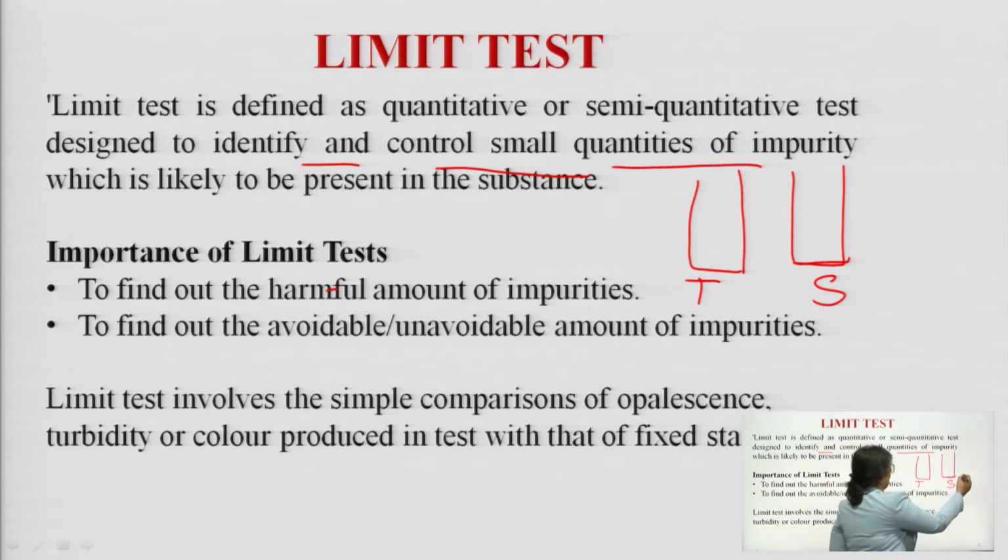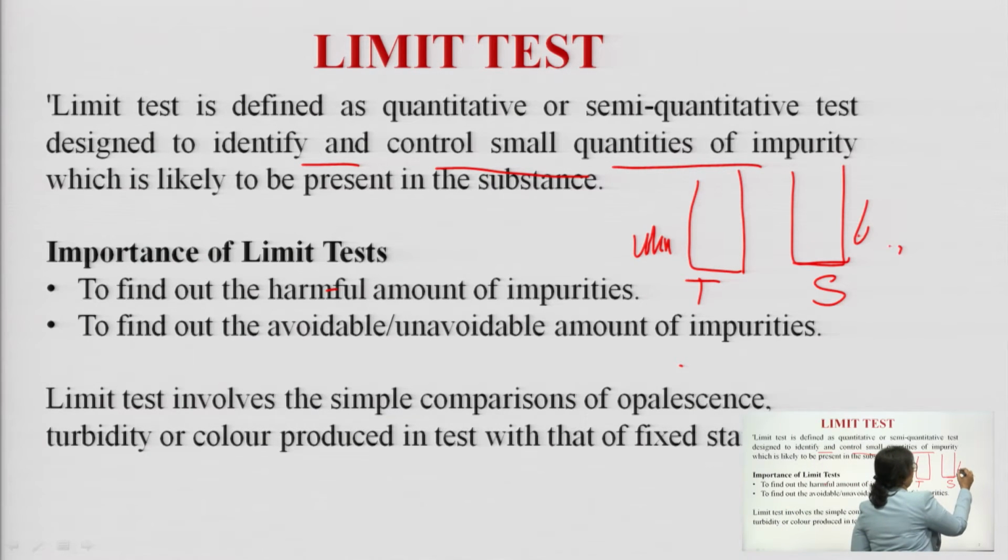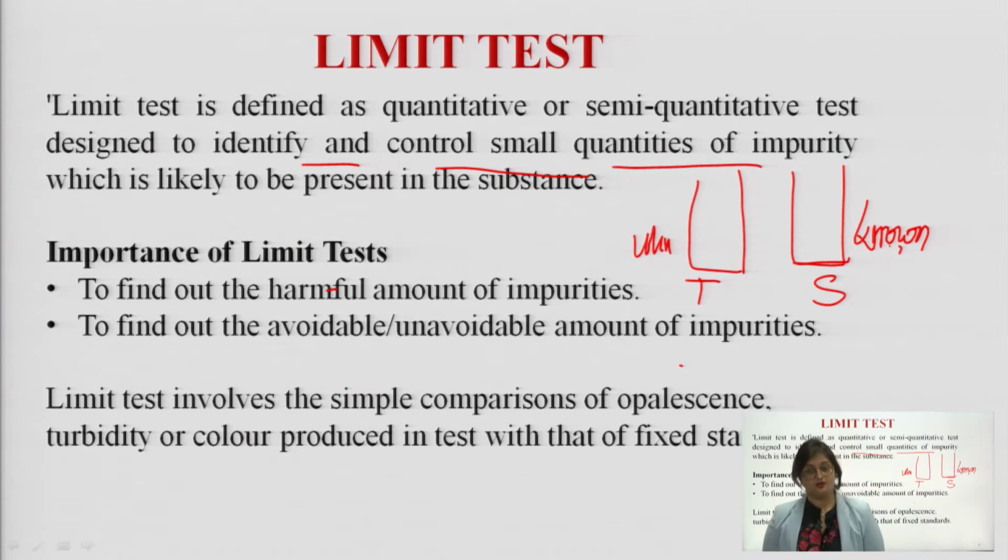The test is unknown, whereas our standard contains a known quantity of our standard. Suppose I am going for the limit test of sulfates, then my sample is unknown, and in my standard I take a known quantity of sulfate as standard.